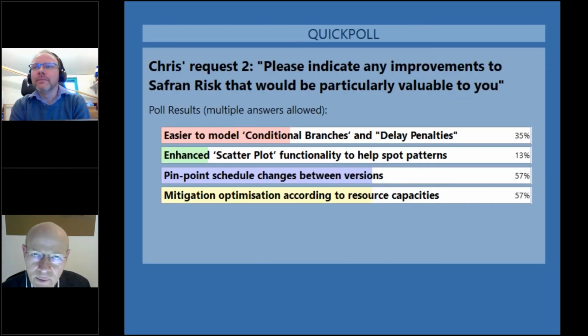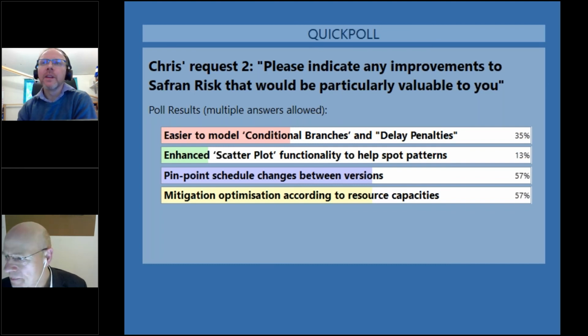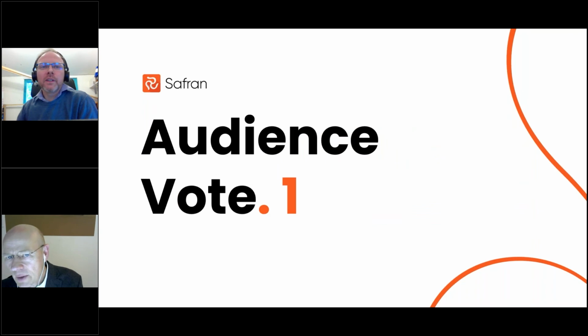So it's the patterns here we're looking for, I think, more. Okay, so can you read them? Bottom 2. So big swings for pinpoint schedule changes between versions. Okay, that's good to know. That is important. We thought it was. Mitigation optimization according to resource capabilities, pretty popular. Okay, well, Sam will be disappointed. Enhanced scatter plot functionality, not such a big thing. Maybe integrated cost and schedule. Anyway, doesn't matter. And then easier to model conditional branching. Yeah, a good third of people wanted that. I think that one's going to grow in popularity as people get more comfortable with the concept. But yeah. So interesting. There we go. I'll hide those results. Anything else, or do you want to talk more?